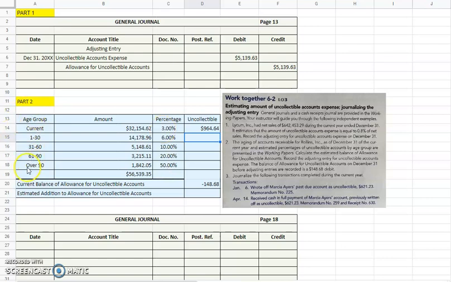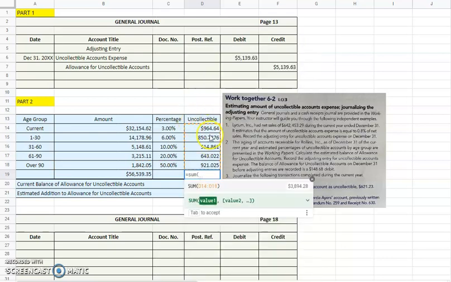So this business thinks that if it's over 90 days due already, 50% of those, or like half of those accounts, are going to be uncollectible. That's pretty normal that it's tiered that way. And I just dragged that formula down because every one of these can just multiply those two amounts by each other. Okay, so now we're going to use a sum and just add them up.